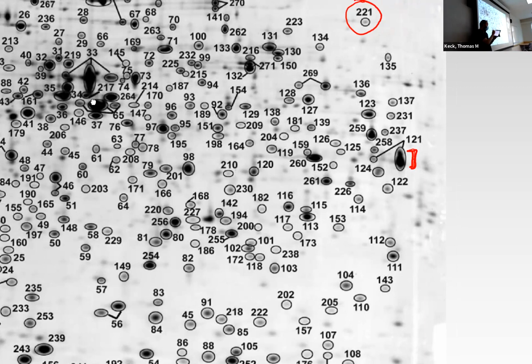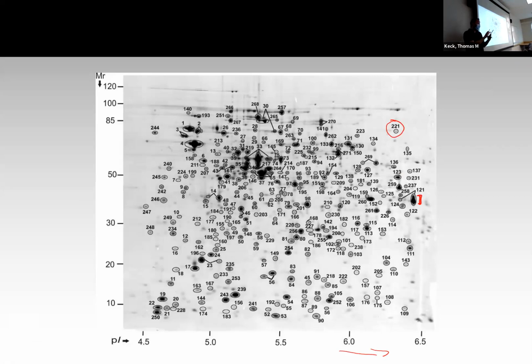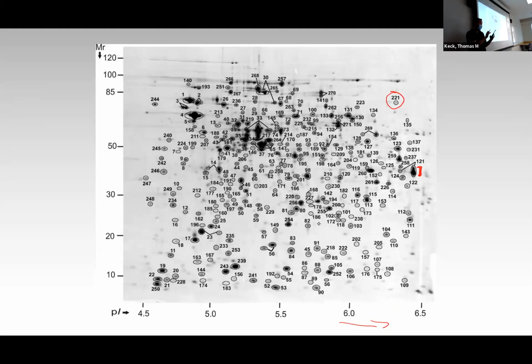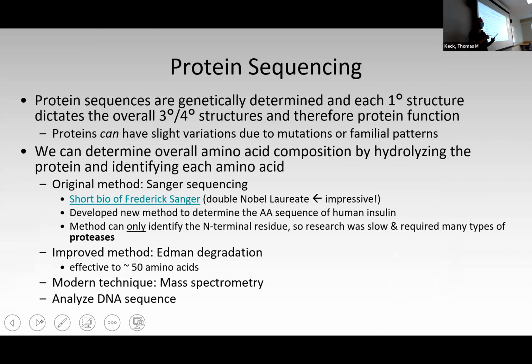Others could be really complicated because you can see some of these, clearly there's still overlapping dots, right? But it kind of gets at the complexity of the different mixes of proteins you can have in cells. Just about done here.